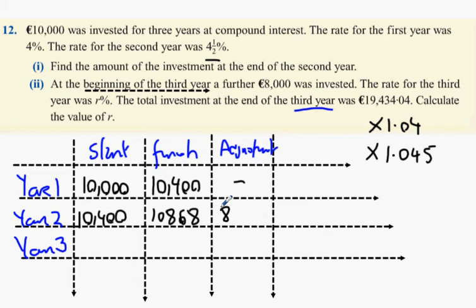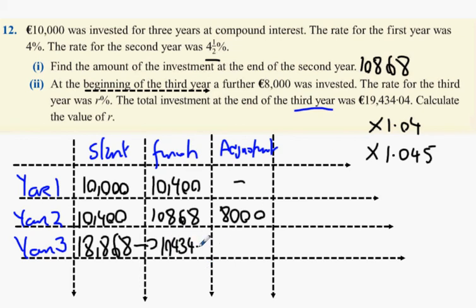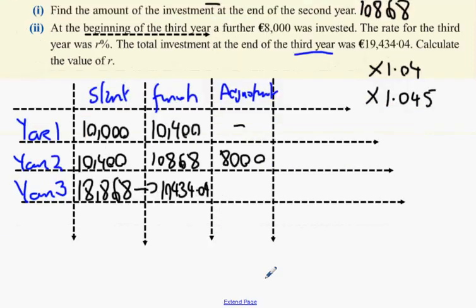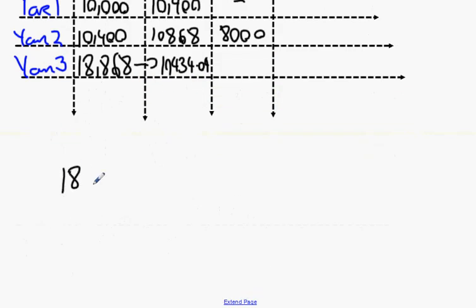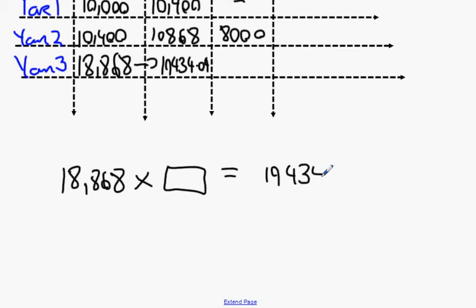So technically speaking, we added on an extra 8,000, didn't we? So the answer to question 1 is 10,868. We add on an extra 8,000 to become 18,868. We multiply it by some number that we don't know the value of, and it turns into 19,434.04. Remember what we always do. We get the number at the start of the year, we multiply it by some number we don't know the value of, and we got 19,434.09. Can anybody suggest what I do?